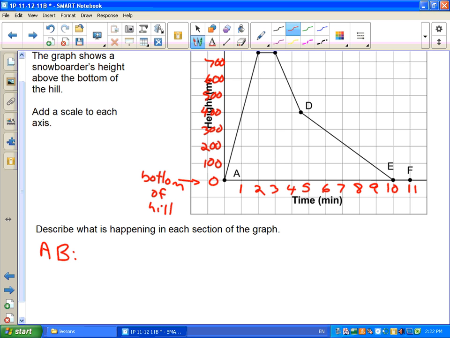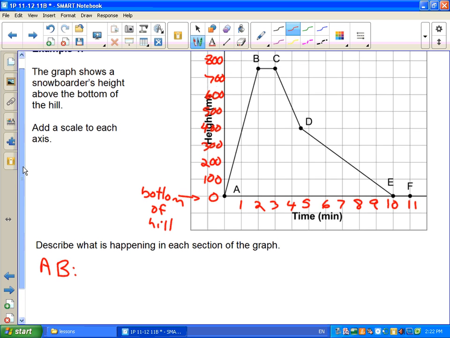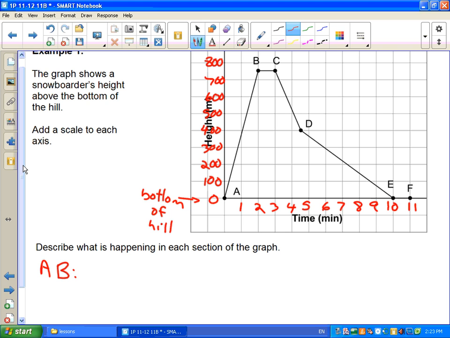Okay? So let's take a look at the first section here, A to B. What is going on in this section of the graph from A to B? So the person starts here at the bottom of the hill. Where do they end up? At point B. Where are they? They're at the top of the hill. So have they gone up to the top of the hill slowly or quickly? How do we know quickly? Because it's very steep. So how could they have gotten up to the top of the hill very quickly?